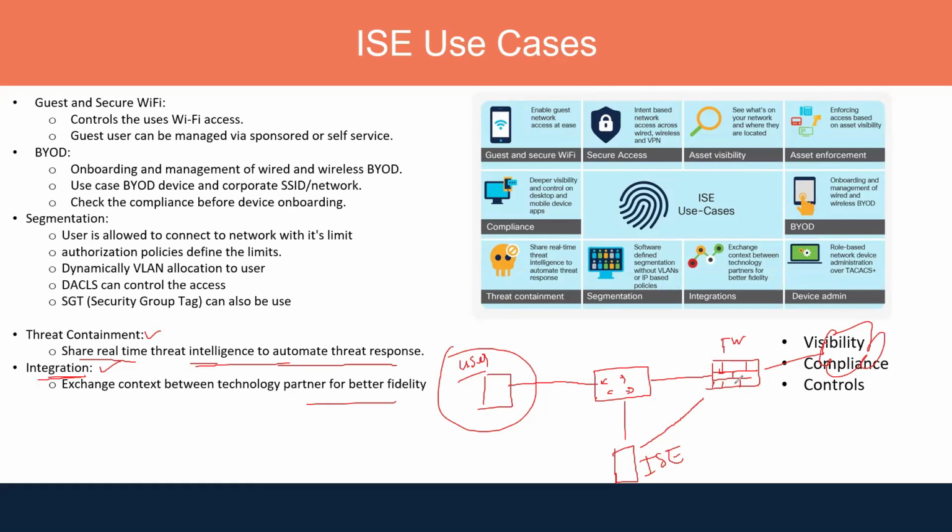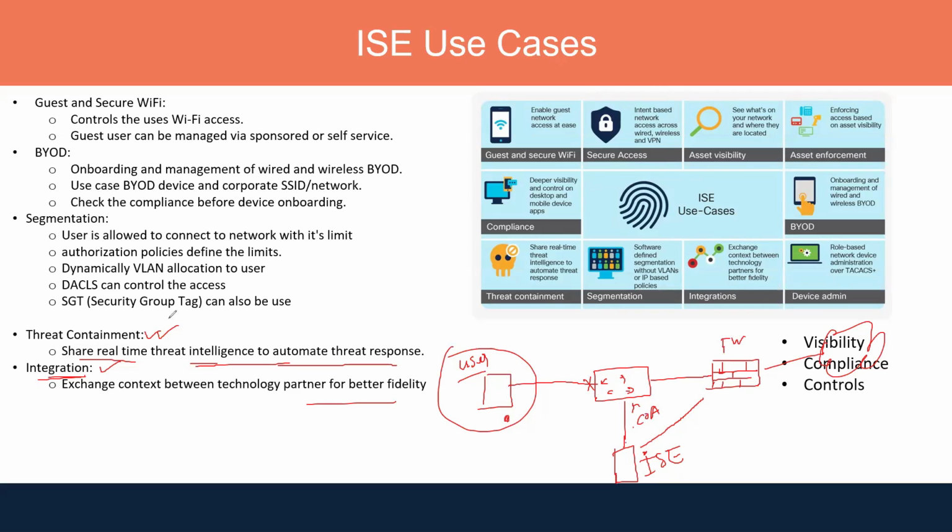Let's say the firewall has detected that this user got a virus, or this is a virus infected user. So immediately this firewall is going to inform the ISE using the threat containment feature, which is known as real-time threat intelligence. It is going to inform this ISE that this user is virus infected, and then ISE is going to send the COA request to the switch: please block this interface. Please shut down the interface from where the user is connecting.